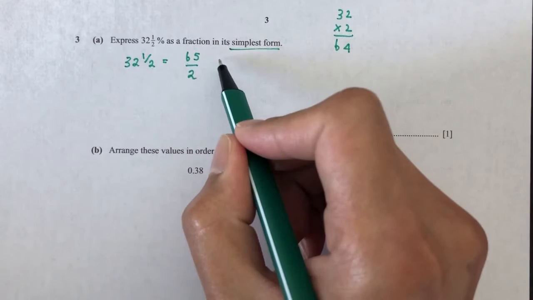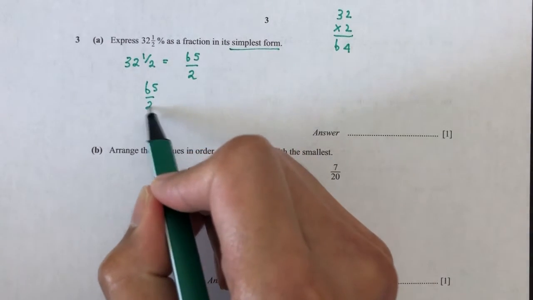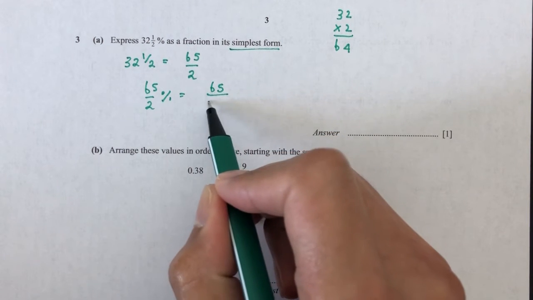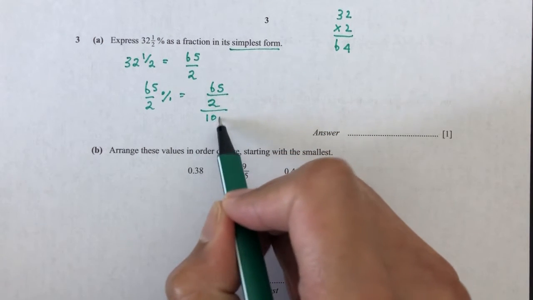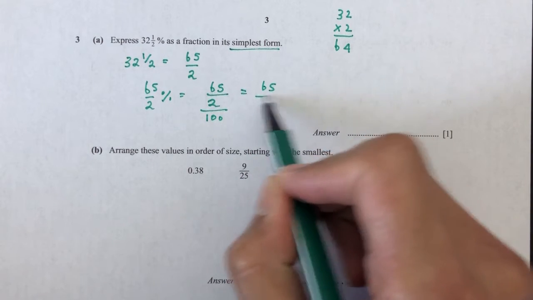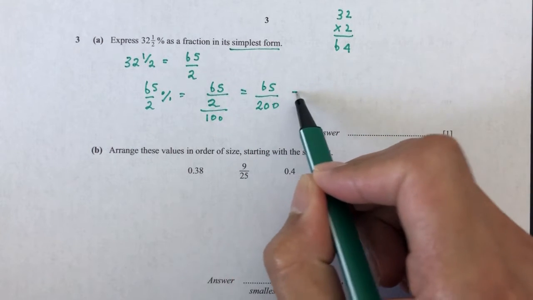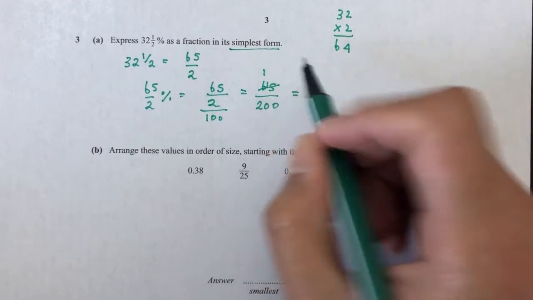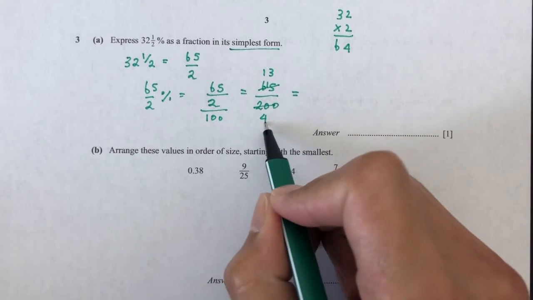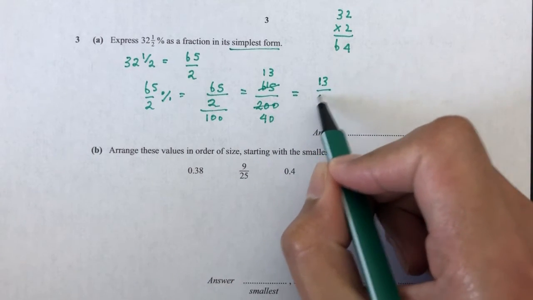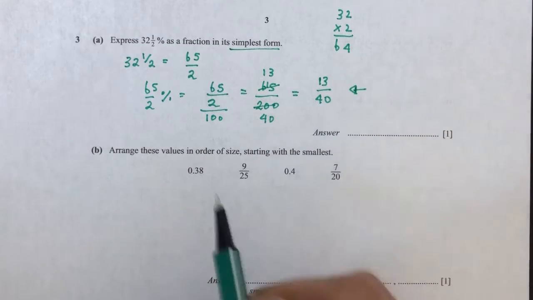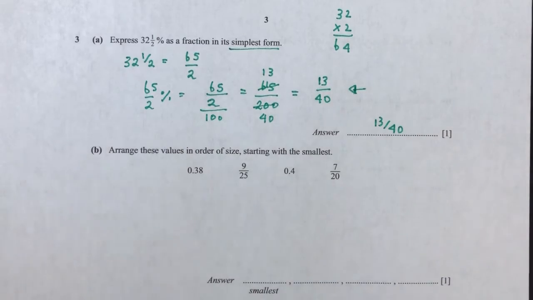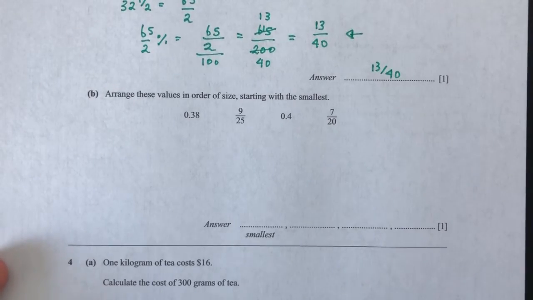So how much is this as a percentage? It will be 65 and a half divided by 100, so it will be 65 over 200. Now we have to simplify this fraction. We can first divide by 5. We will have 13 over 40. So your answer will be 13 over 40 for the simplest form of the fraction. Okay, now moving on to part B.